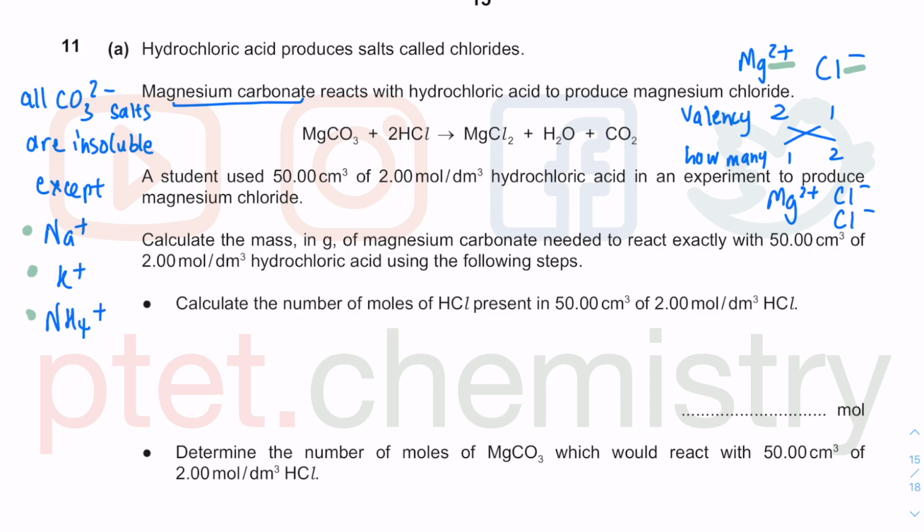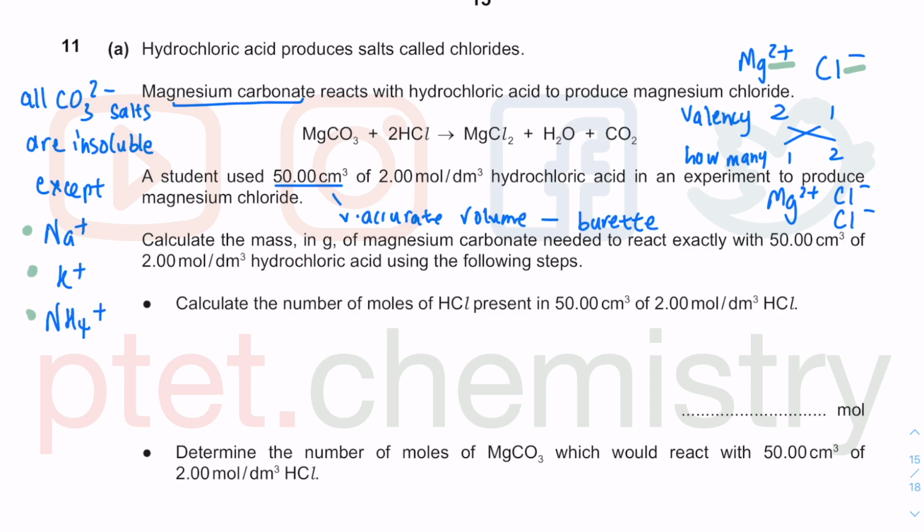So this student used 50.00 cm cube, a very accurate volume. So it's impossible that you do this by using a measuring cylinder. It has to be by using a burette, B-U-R-E-T-T-E there. And this is a particular concentration of hydrochloric acid to give you magnesium chloride.